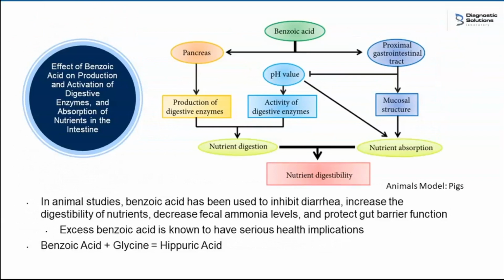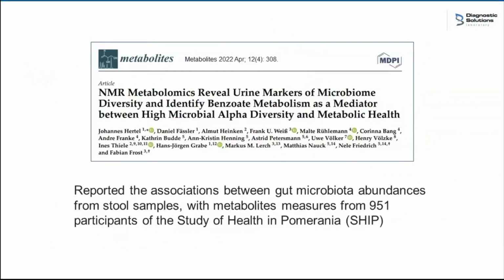So another compound I look at is benzoate. So this is the benefits of benzoate in animal models. I mean, our digestion is pretty similar to pigs, but I think it's important to know that excess benzoic acid is known to have serious implications, because benzoic acid should get bound with glycine and get excreted. So move over to glycine, to hippurate. So hippurate's really kind of representing how much benzoic acid.